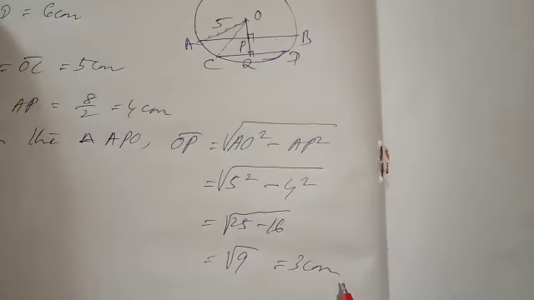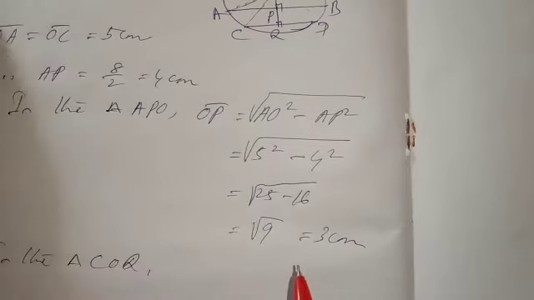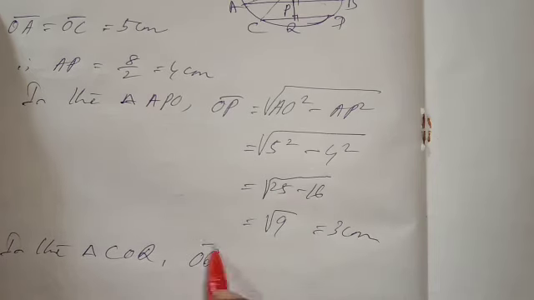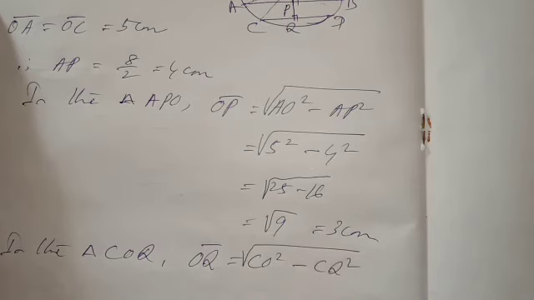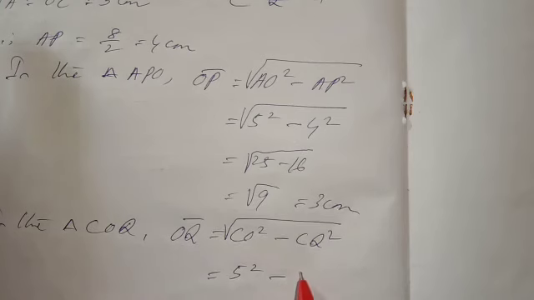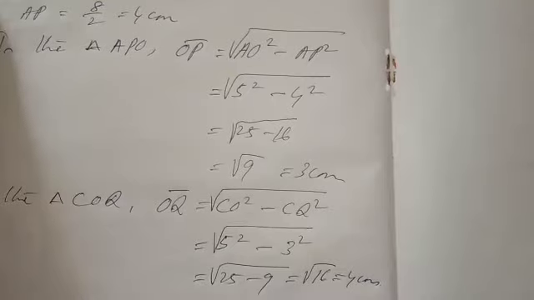OP comes to 3 cm. Now in triangle COQ, I have to find out OQ. So OQ is equal to the square root of CO square minus CQ square. CO is the radius, 5 whole square, minus CQ, that is half of CD. Half of 6 is 3, so 3 whole square. 25 minus 9 is 16, the square root is 4 cm. Therefore OQ is equal to 4 cm.